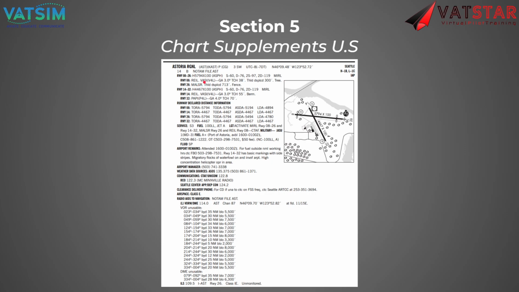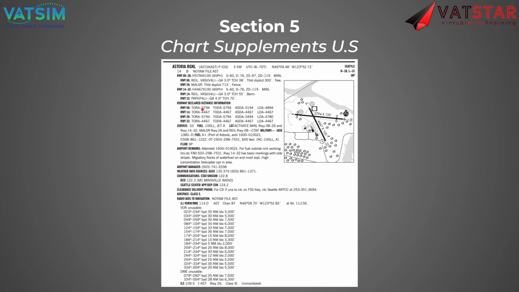We see runway 8 has a VATSIM. The glide slope angle is 3 degrees. And the threshold's displaced 300 feet. So we have a displaced threshold of 300 feet because of a tree. Runway 26 has a Mauser approach lighting system, and the threshold is displaced 713 feet, and that's because of a fence.